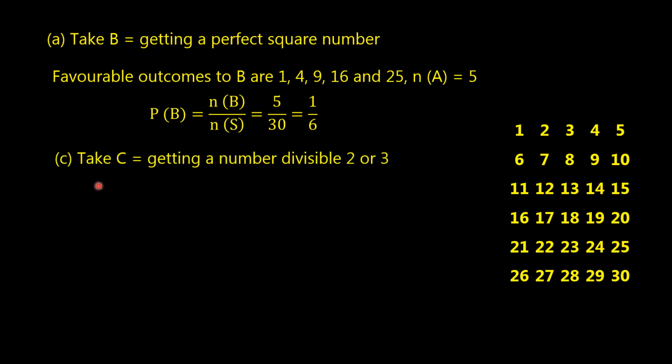Now go for the next event. Take C is equal to getting a number divisible by 2 or 3. Now let's identify the favorable outcomes to C from the sample space.